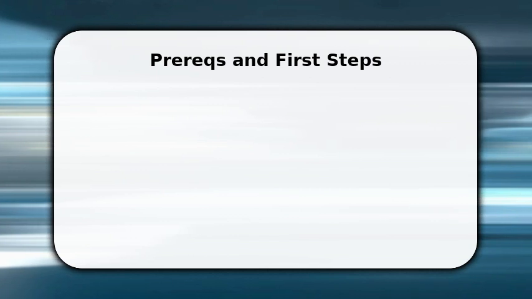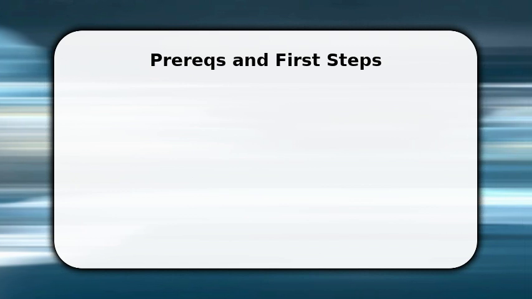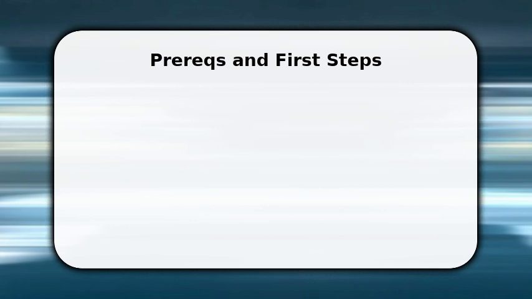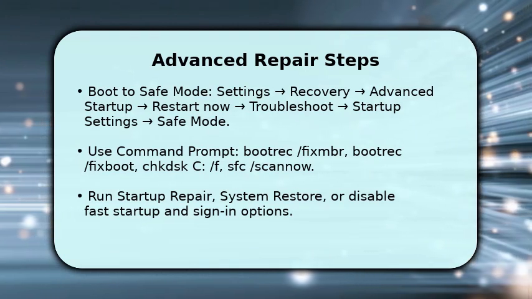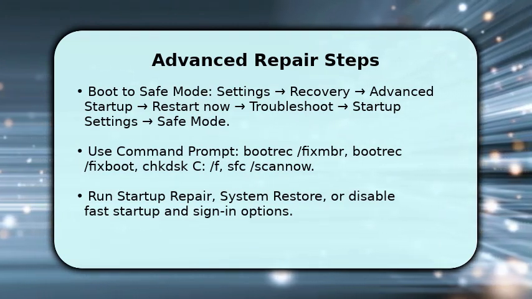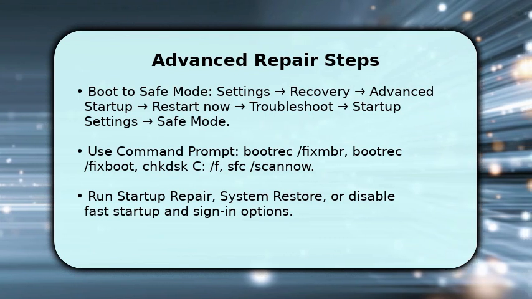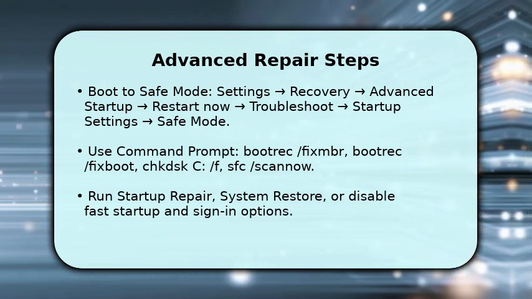Once done, prepare a USB recovery drive or a second Windows 11 PC to create installation media. This lets you run automated repairs or reset credentials without losing time. Once you have recovery media, boot into Advanced Startup or Safe Mode to isolate the problem. Safe Mode loads minimal drivers so you can test sign-in behavior.